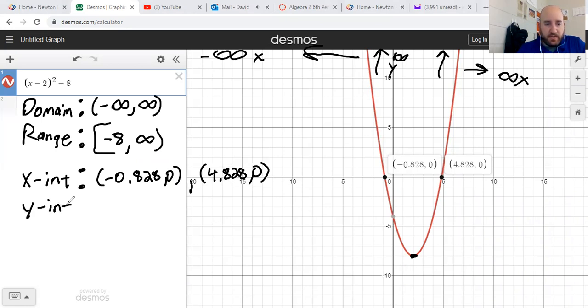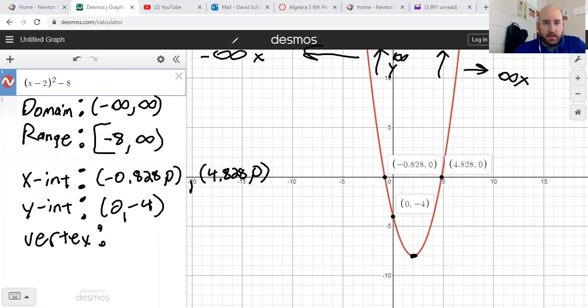My y-intercept is going to be, right here, it looks like it's (0, -4). If you click on it, it crosses at -4. If you click on it, it's actually (0, -4). All right, the vertex, you can click on it, it's (2, -8). We already saw it earlier.